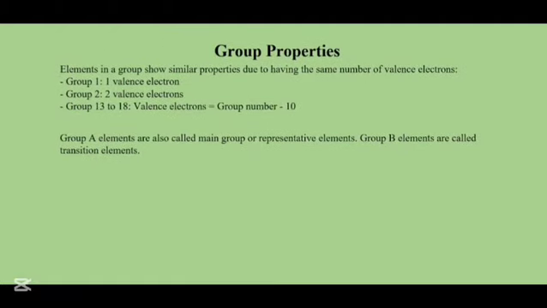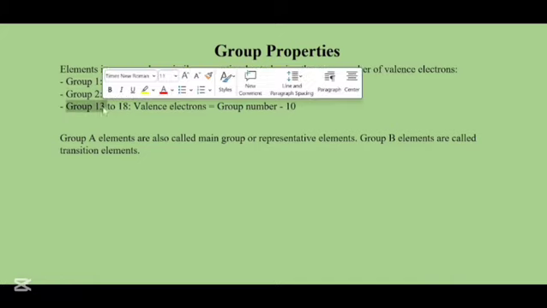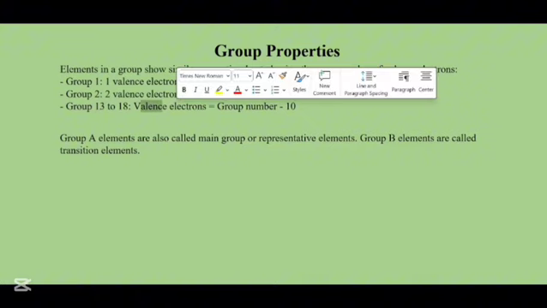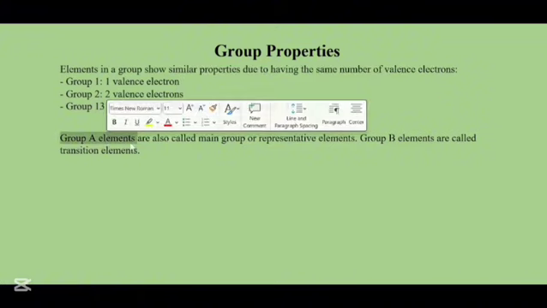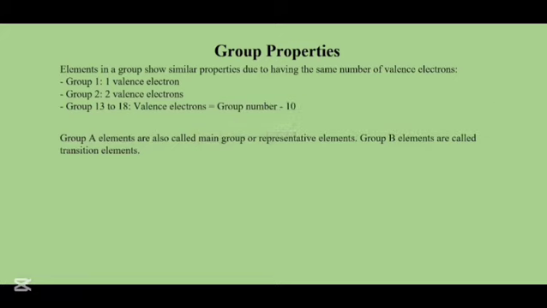The group properties. The elements in a group show similar properties due to having the same number of valence electrons. In group 1 you have 1 valence electron, in group 2 you have 2 valence electrons, and from group 13 to 18 the valence electrons are equal to the group number minus 10. The group A elements are also known as the main group or representative elements. There are a total of 8 main group elements, and the group B elements are known as transition elements.